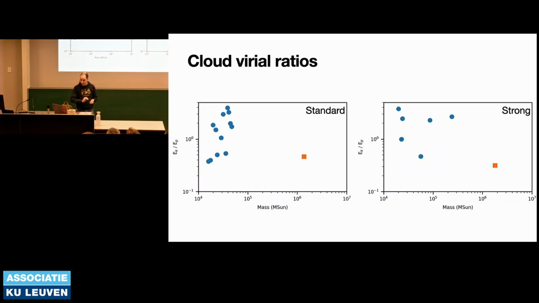The virial ratios of the clouds are like this. So you can see that the orange, which is the giant molecular cloud, is clearly a lot more massive than the other clouds, but also seems to be more bound, more strongly bound. Some of those are also bound, but some are not. And it's the same for that one.